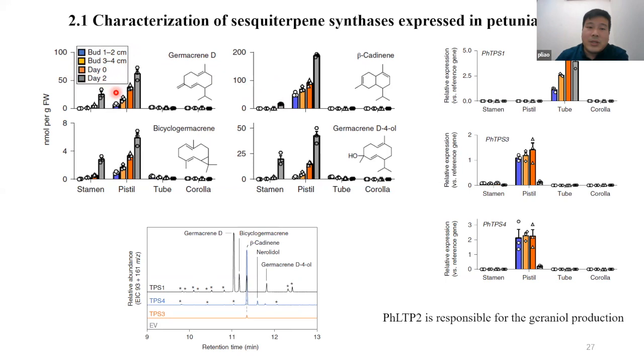So he detected four sesquiterpenes, but for example, if you look at gamma-gurjunene D, it has a higher level in the pistil specifically, and they keep on increasing. Also in the stamen, gamma-gurjunene D reached its peak on day two, but for these two, the levels are quite low. Also for this compound, beta-caryophyllene, still in the pistil, they accumulate to a very high level during flower development.